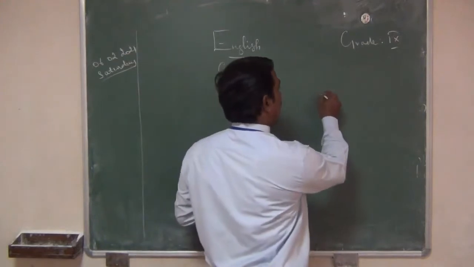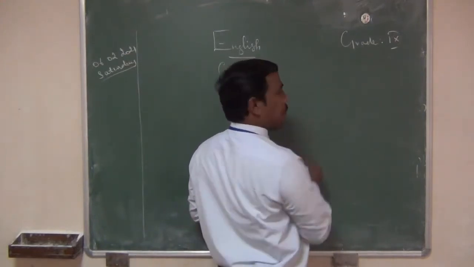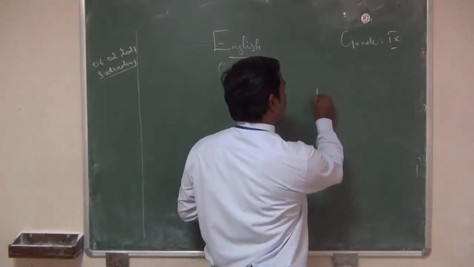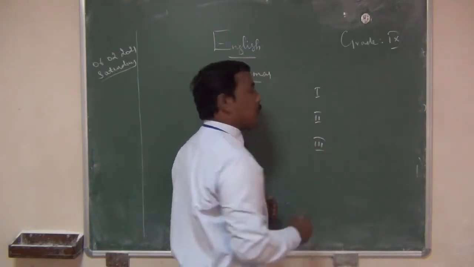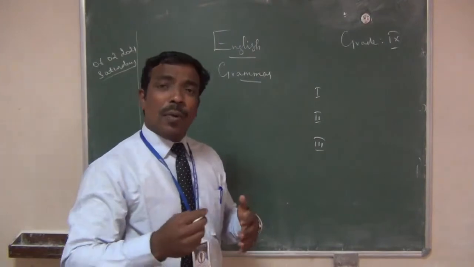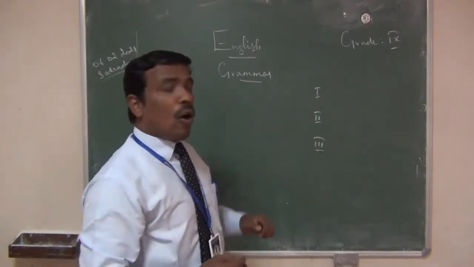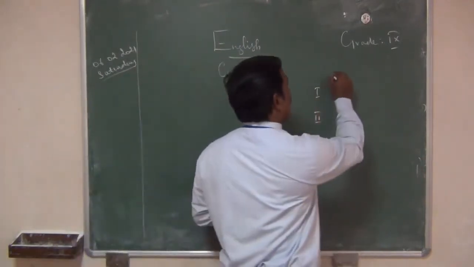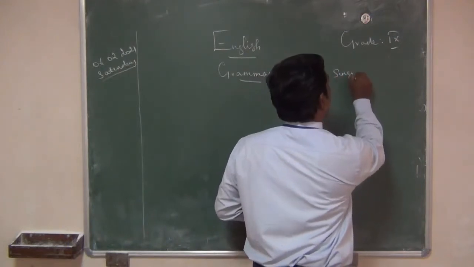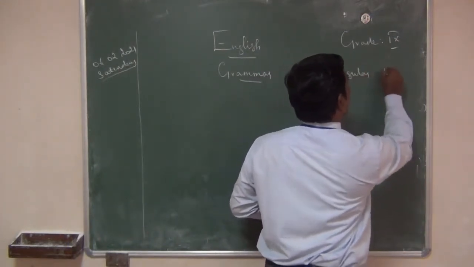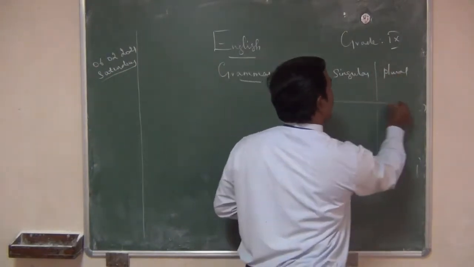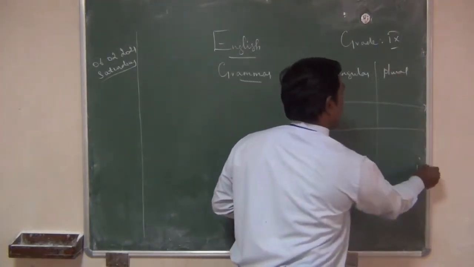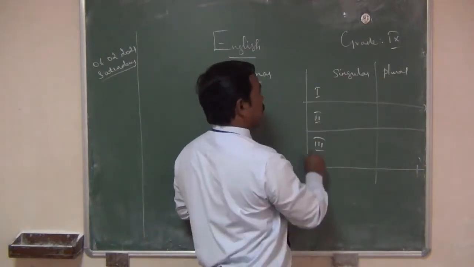We have 3 persons in English: first person, second person, third person. How many persons in English? 3 persons. You know very well. So how many numbers in English? We have 2 numbers in English. That is singular, and the second one is plural. This one is very important. According to that, the verb should agree with the subject.